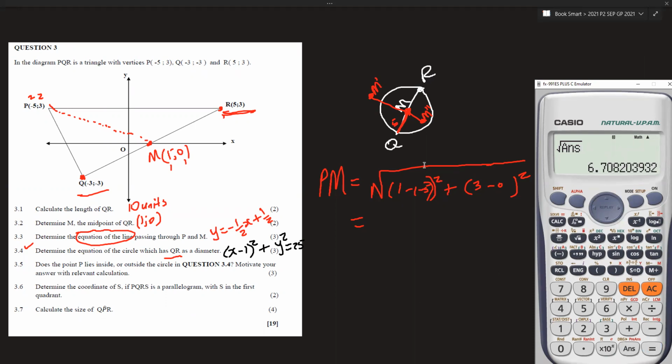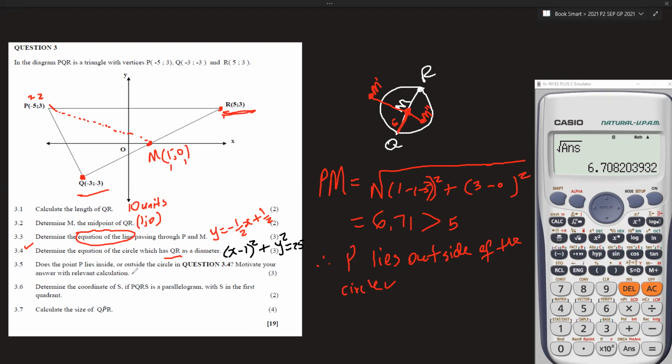Let's convert it to decimals. So the distance is 6.71. And if you see, this is bigger than 5 units, which is the radius. So we have this case now. If we have this case, we can say, therefore, P lies outside of the circle. Perfect. So we're fine with that.